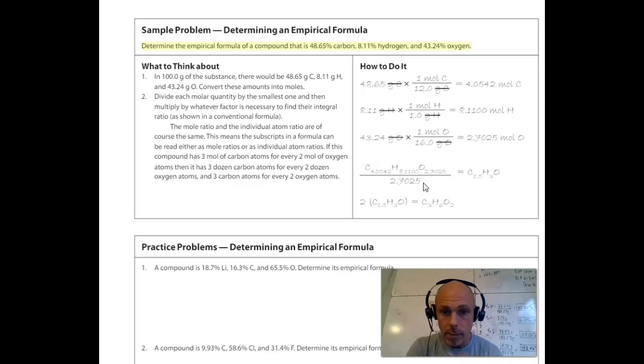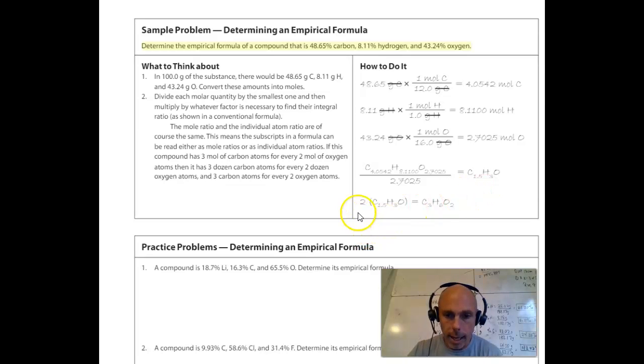But when we do this, divide carbon's mole number, hydrogen's, and oxygen's by oxygen's, the smallest, we find that the ratio is 1.5 to 3 to 1. Sometimes at this point you will not get whole numbers, and in this case we didn't. When that happens, you need to multiply that ratio by the smallest whole number possible that gives you integers. And in this case it's a 2. We have to double all of these to turn 1.5, 3, and 1 into 3, 6, and 2.